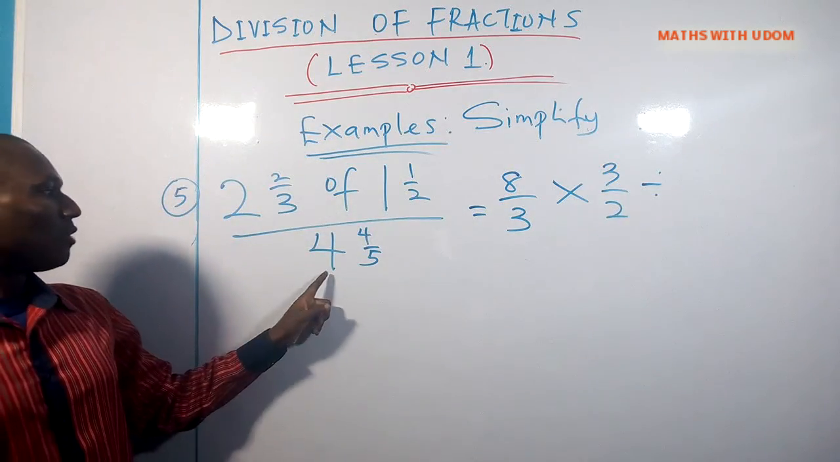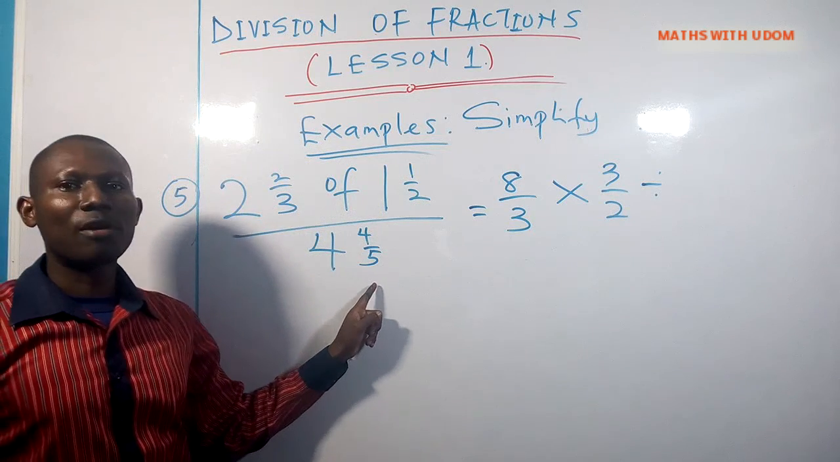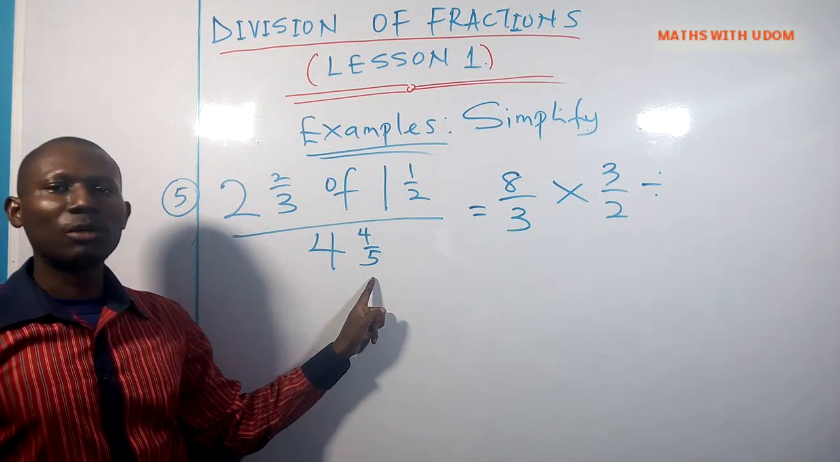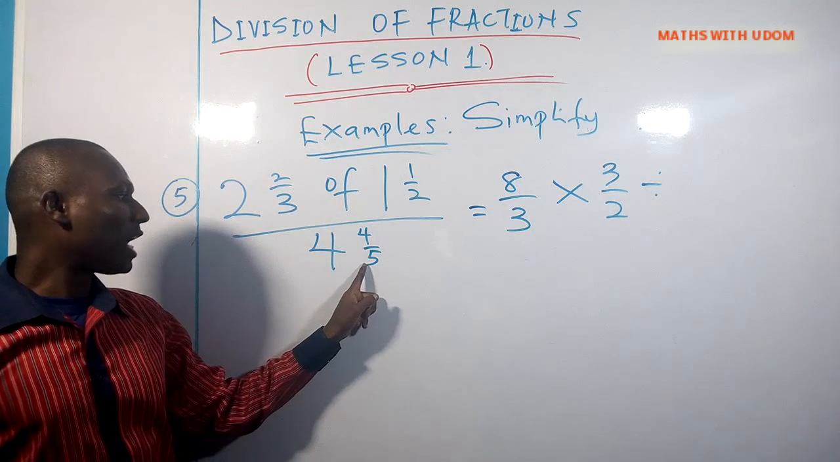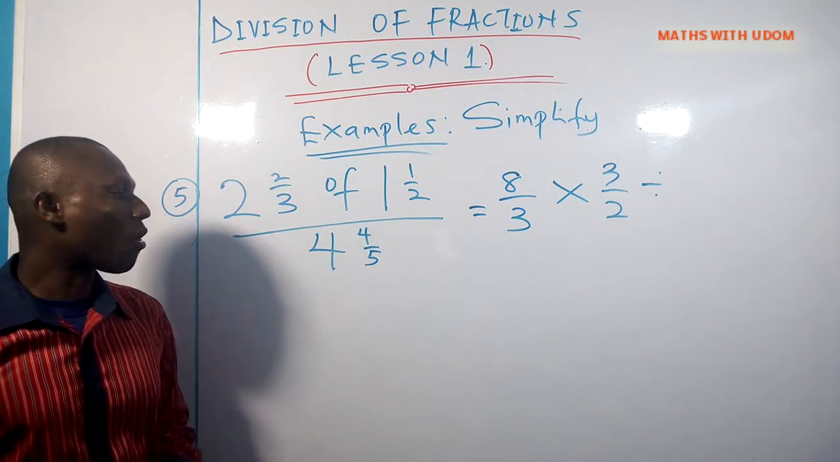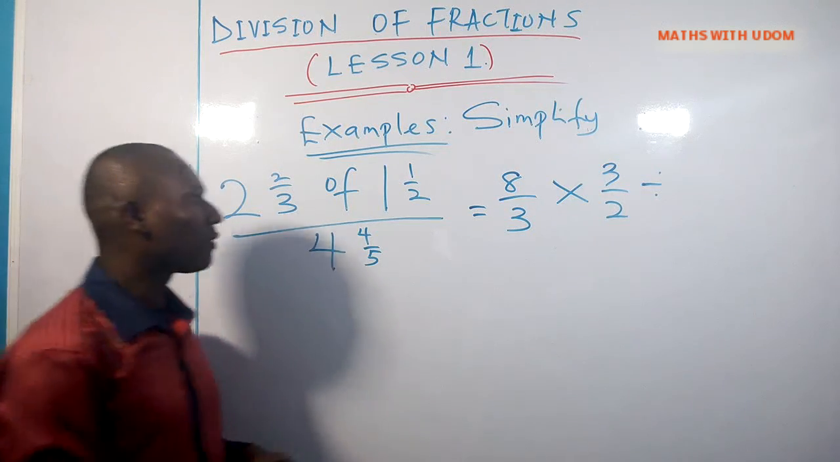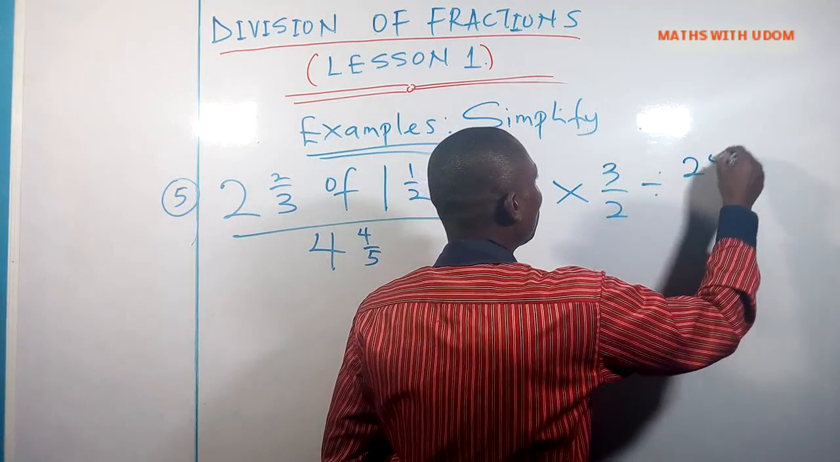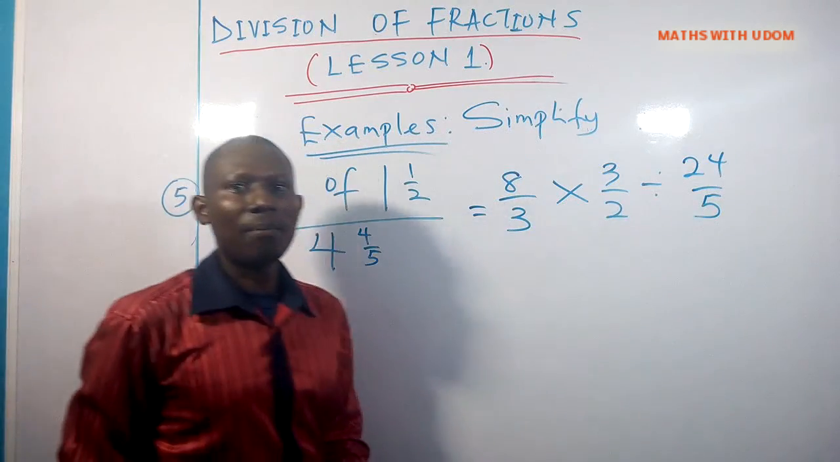Okay? Now, divided by what? 4 whole number 4 over 5. So we also change this into an improper fraction. So 5 times 4 is 20 plus 4. That's 24 over 5. So we have 24 divided by 5.